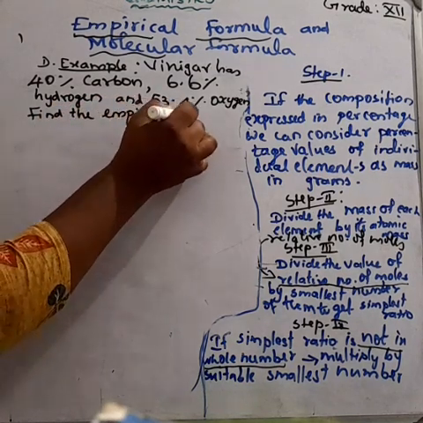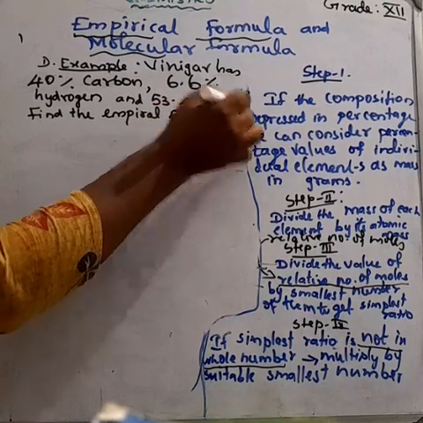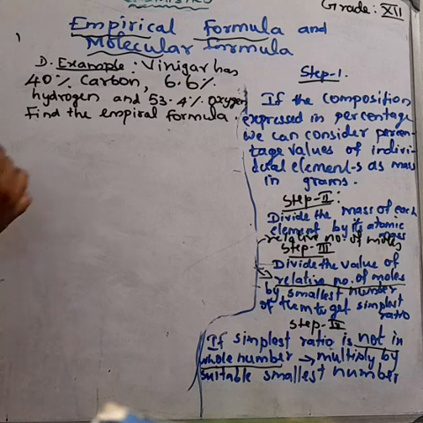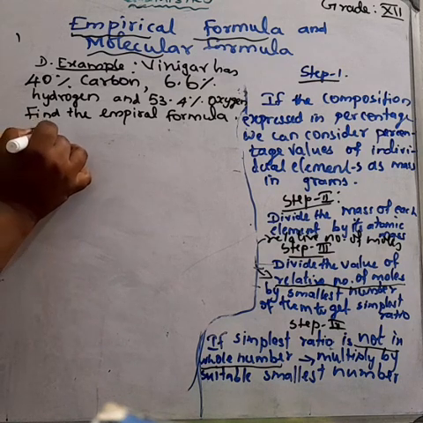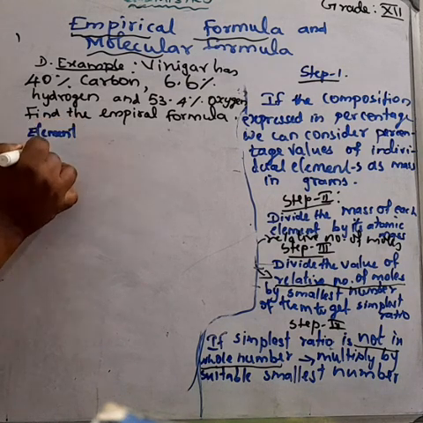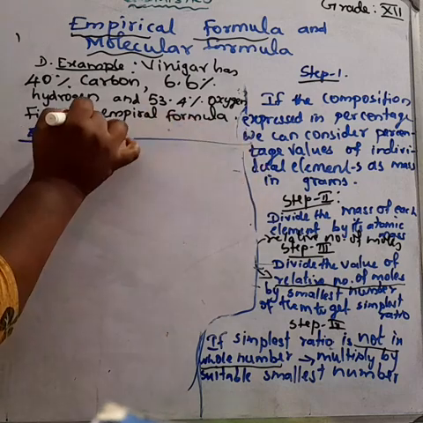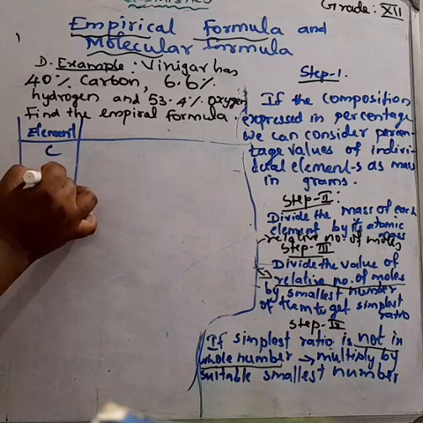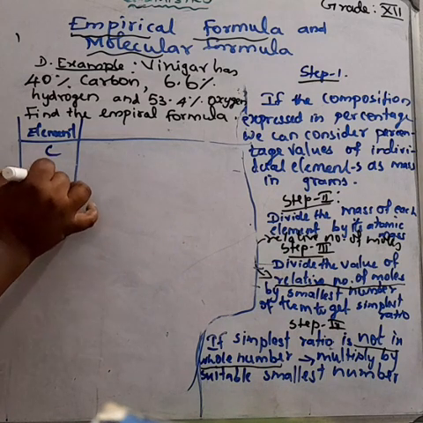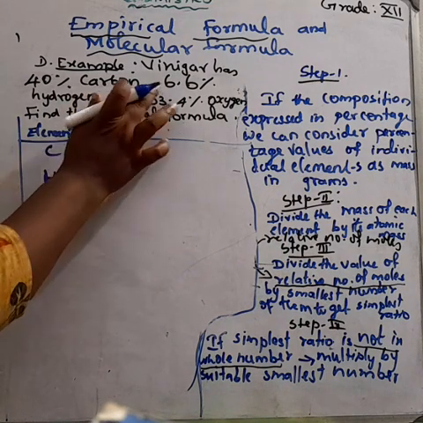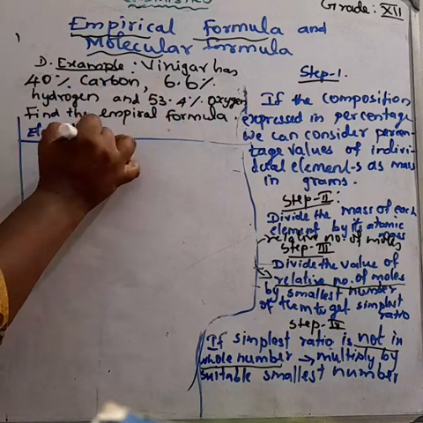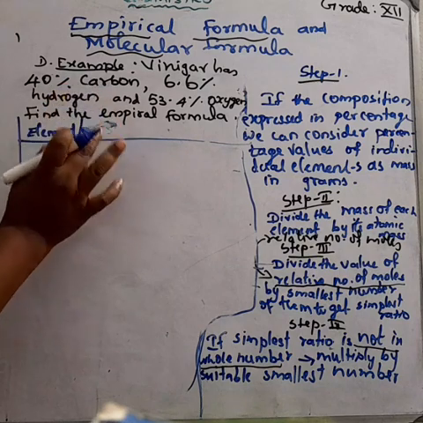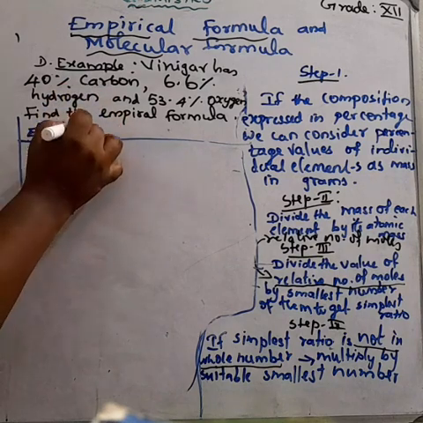Okay. So here, what are the elements given? Carbon, hydrogen, oxygen. How can we get the empirical formula? 4 steps we can follow. What is the first step? What are the percentages given for the 3 atoms? First, write the element names. Carbon, hydrogen and oxygen.